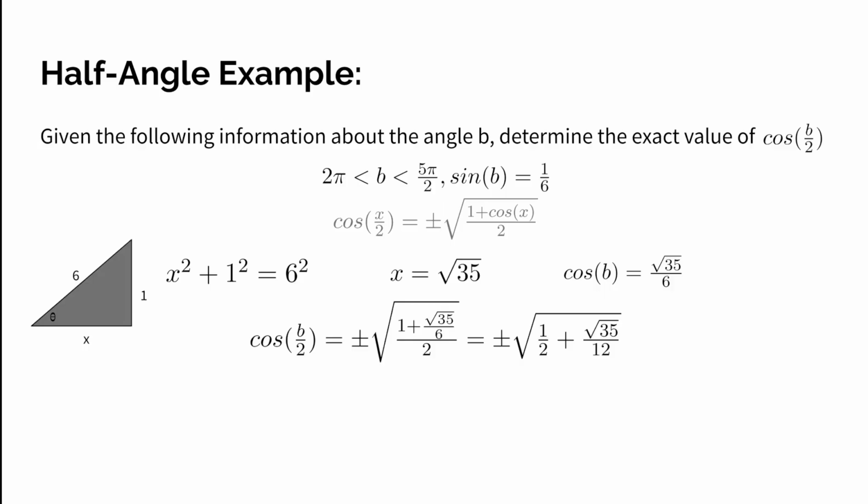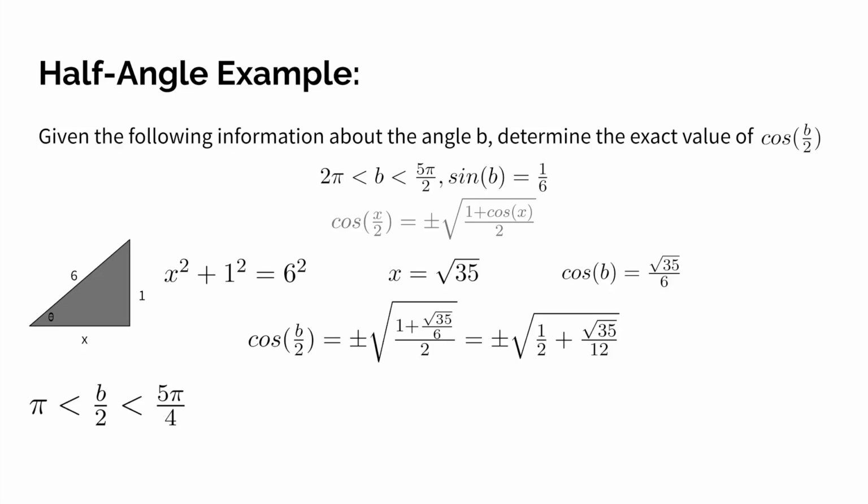When we divide by 2, that is the same as multiplying by 1/2. So we will end up with plus or minus the square root of 1/2 plus square root of 35 over 12. Next, to find if that will be a plus or a negative big square root, we will look at the angle of our half angle of b. The bounds of b are given to us, but we are asked for half of that angle. We can calculate these new bounds by dividing each term by 2. That gives us pi is less than b over 2 is less than 5 pi fourths.